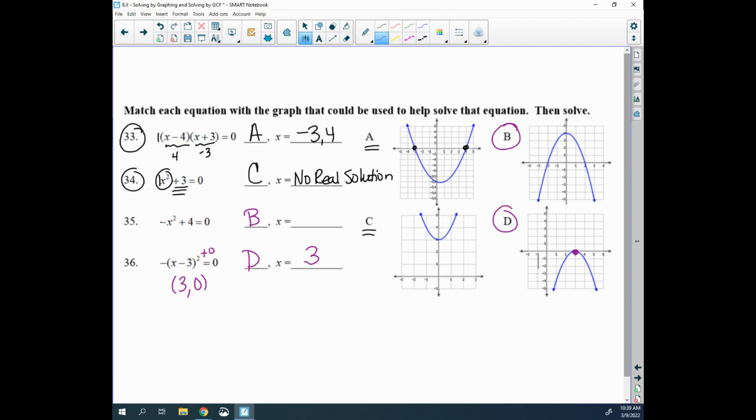That's a parabola that's been flipped upside down and then shifted up 4. That's what that plus 4 does. It crosses the x-axis at negative 2 and 2. Sometimes you'll see us kind of shorthand that as plus or minus 2. Either notation is fine.